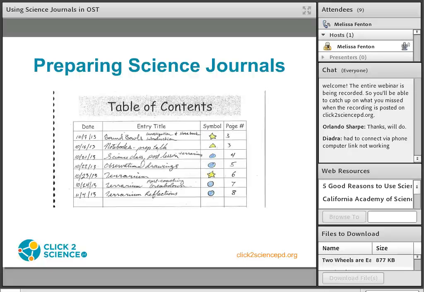Or you could also use science journals with activities that take shorter amounts of time to do. So if you have an activity that takes 15 minutes, you can plan for 15 minutes of going through each of the steps to record and draw what's happening during that activity.